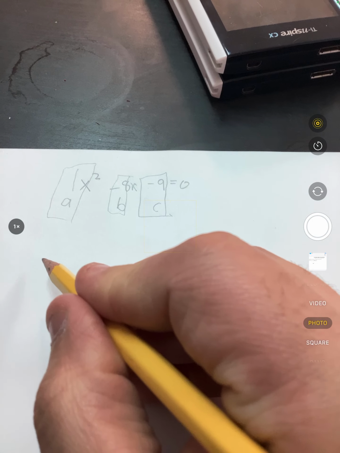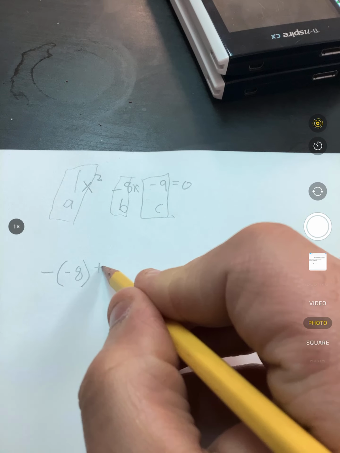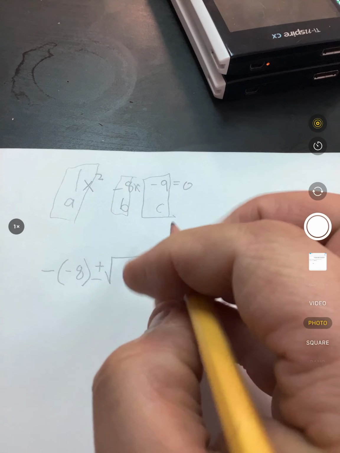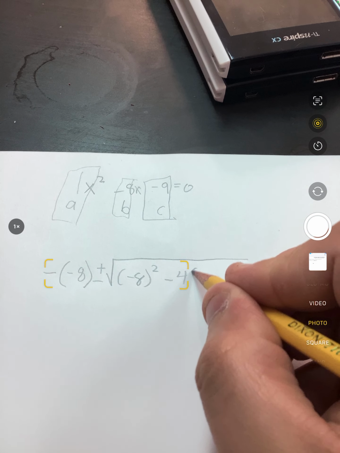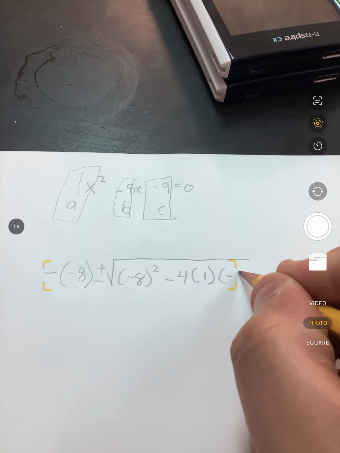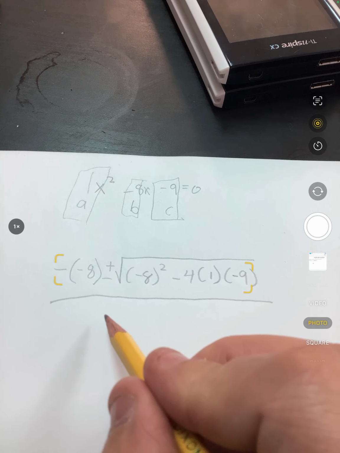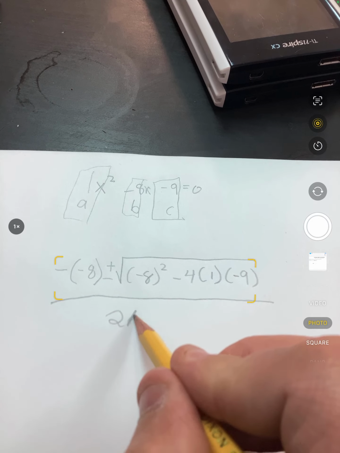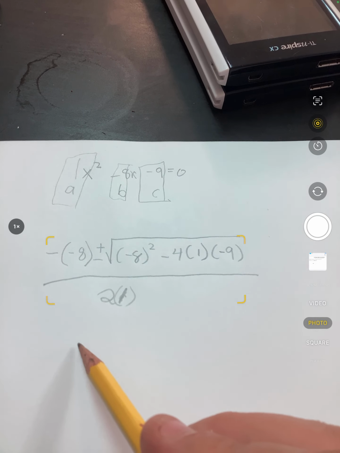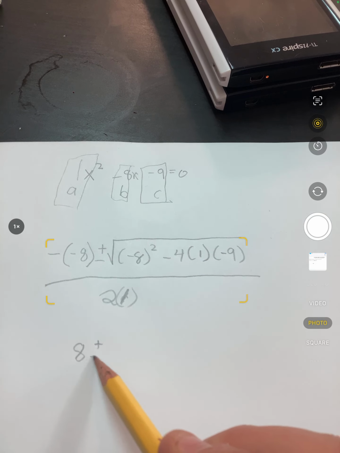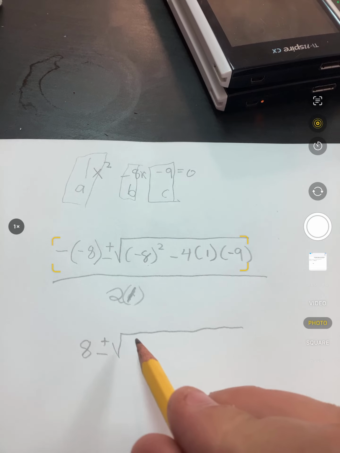So I go to write my equation: negative, and again, I put it in parentheses, b, plus or minus the square root of b squared minus 4 times a times c. All of this divided by 2a, which is 1. And that a is, again, all multiplied. So minus negative 8 turns into positive 8, plus or minus the square root of negative 8 squared, which is the same as 8 squared, which is 64.